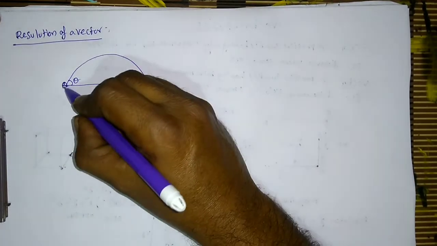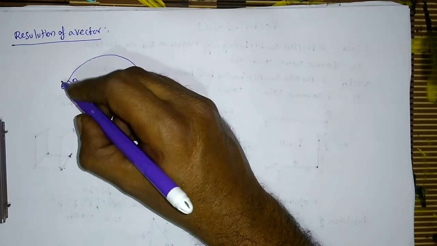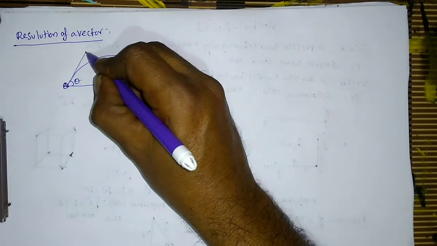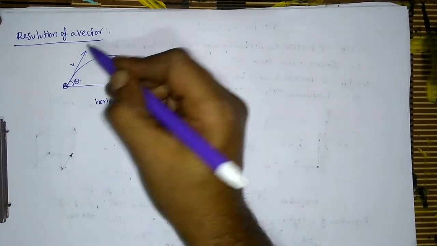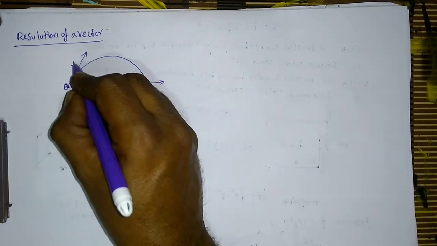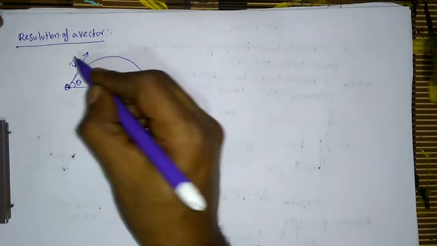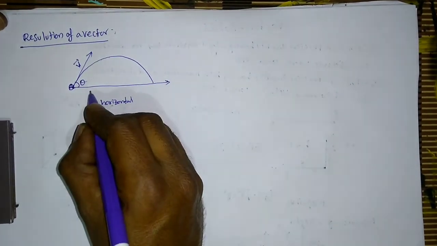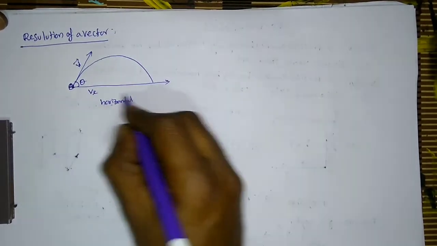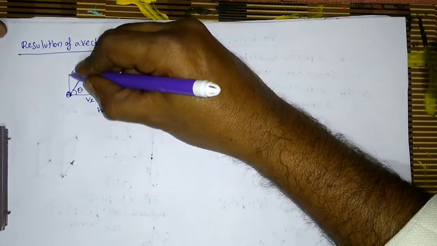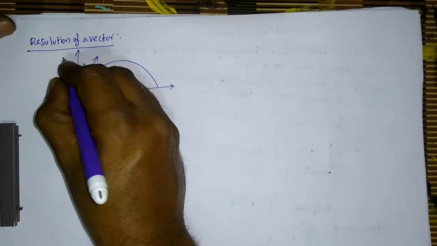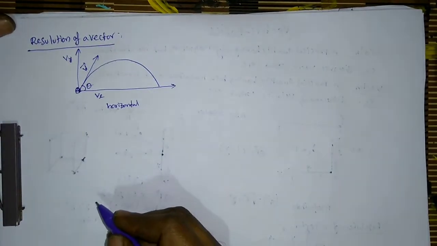Now if you want to know the direction of velocity at this point, it is always the tangential direction. Say this is the velocity v bar. Now this v bar can be resolved into two components. One is vx, the horizontal component. Another is the vertical component, that is vy. How can you resolve this into two components?